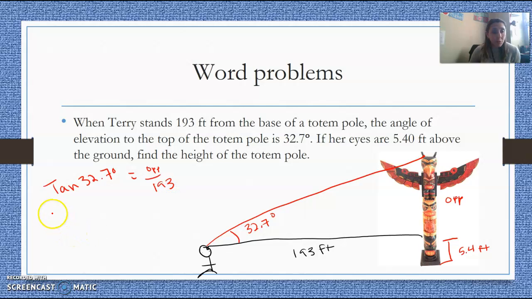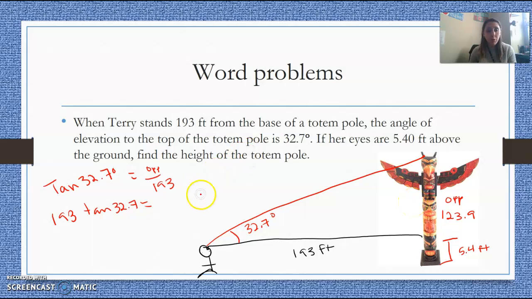And we end up with 193 times the tangent of 32.7. I haven't done this yet, so this is equal to 193 times the tangent of 32.7 degrees, and that is going to be 123.9, and we're going to leave it right there. But then to get the whole height of the totem pole, we've got to add that 5.4, so plus 5.4.